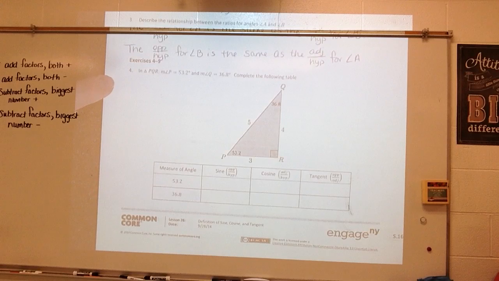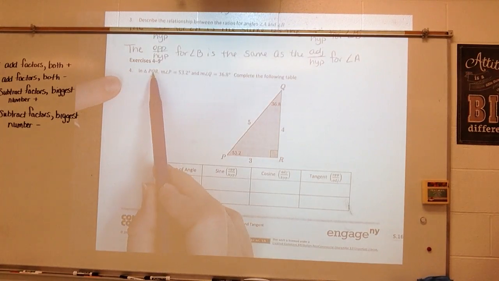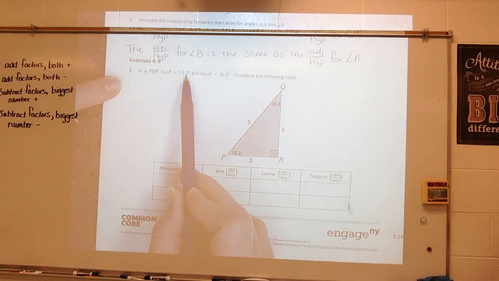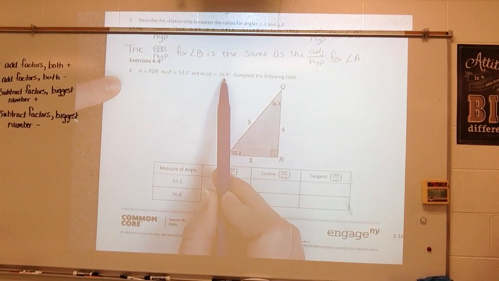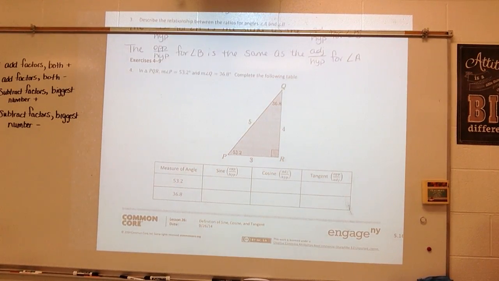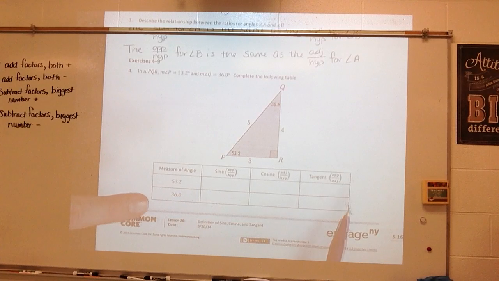In example number 4, or exercise number 4, in triangle PQR, the measure of angle P is 53 2/10 degrees, and the measure of angle Q is 36 8/10 degrees. Compare the following tables. So we have the measure of our angles, and they want to know what are the sine, cosine, and tangents of these.